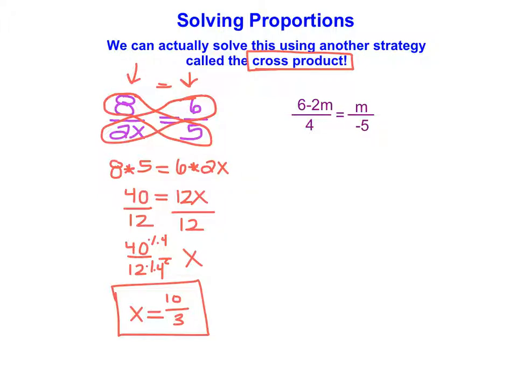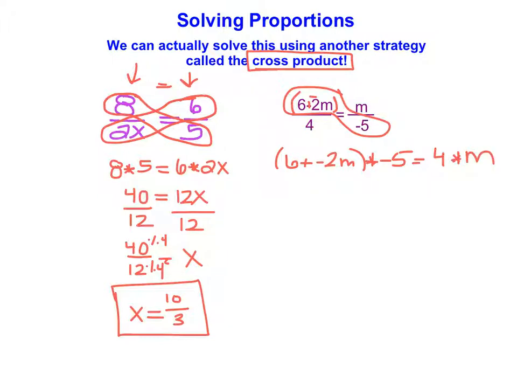Then from here, I'm going to move on to the second problem, and this one is a little bit more complicated because I have a numerator with multiple things in it, but luckily I know that there's just hidden parentheses around that. So here, I'm going to change that to keep change. So the same process applies. I take numerator times denominator. So I have 6 plus negative 2m times negative 5 is equal to 4 times m.